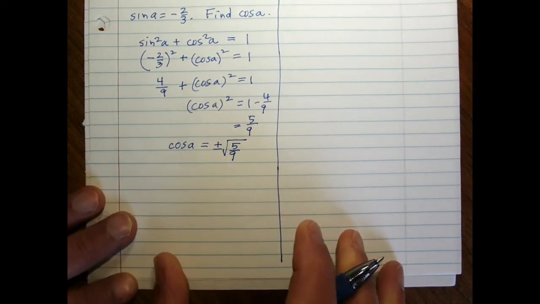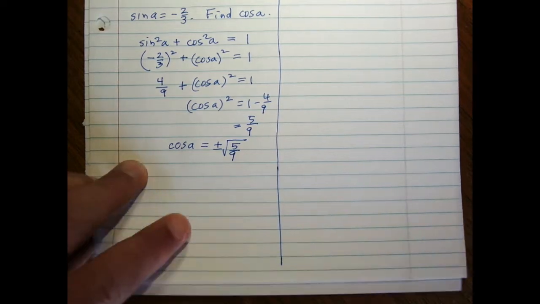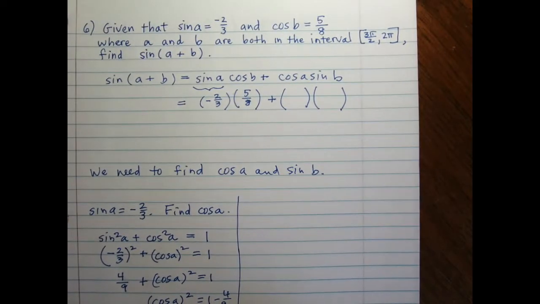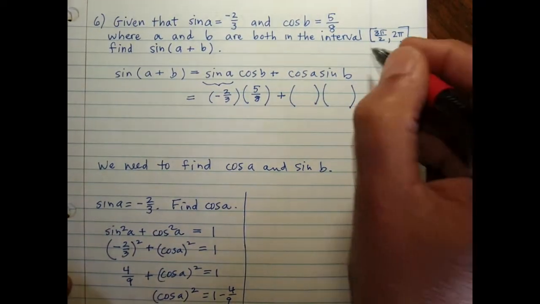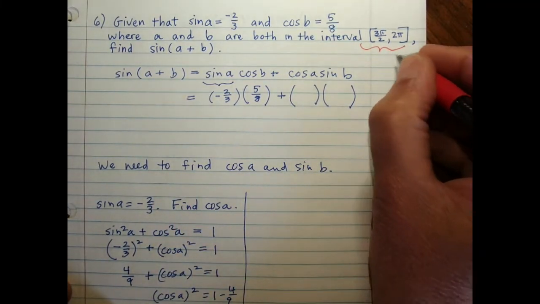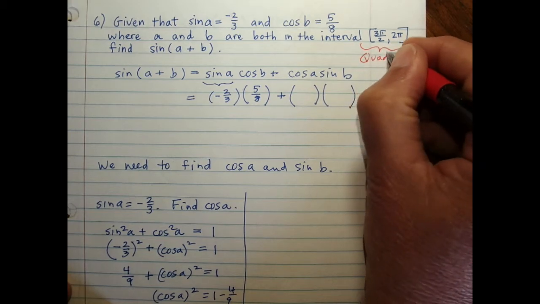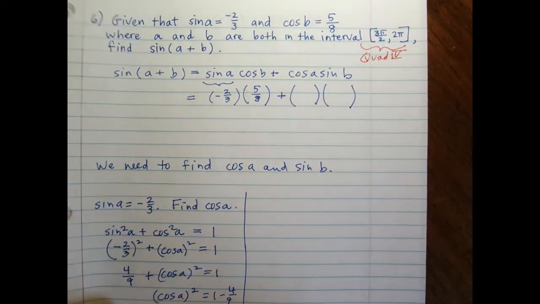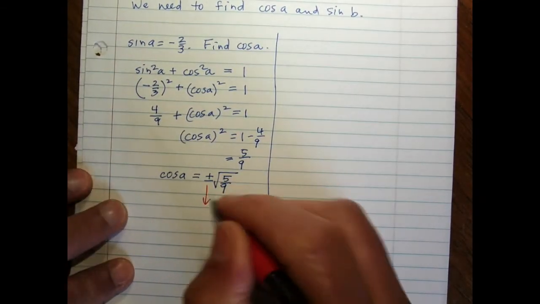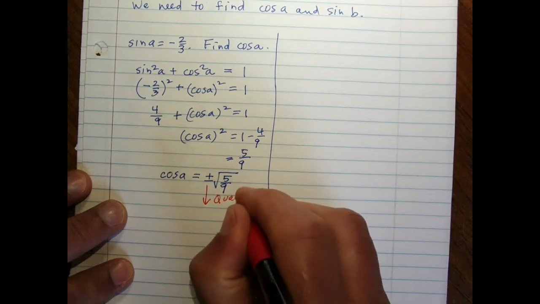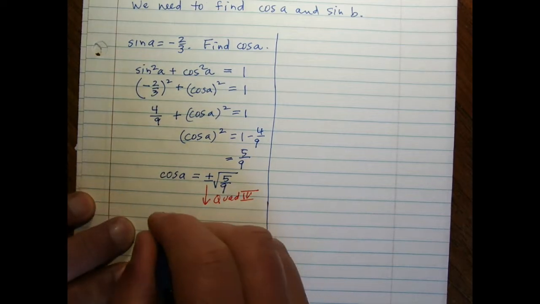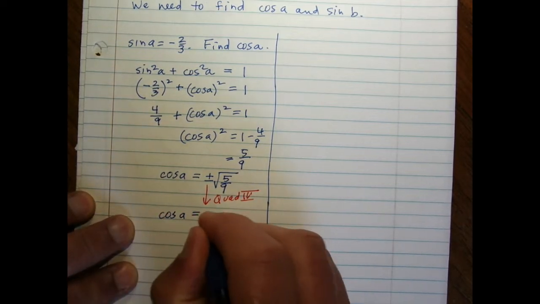And I got to make a choice now about positive or negative value. Way up here in the fine print for the problem, we were told that both A and B were in the interval from 3 pi over 2 to 2 pi. That's quadrant 4. So these are both angles with terminal sides in quadrant 4. And that becomes relevant down here, because in quadrant 4, cosine is always positive. So cosine of A has to be positive.